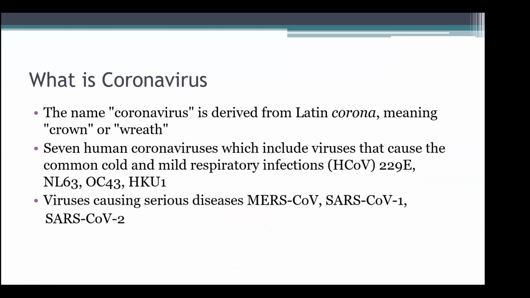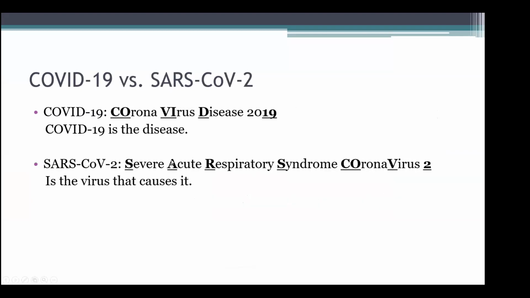There are actually 7 human coronaviruses. The common cold is a coronavirus, and there are also a couple extra that cause mild respiratory infections. Then there are 3 serious ones. You've probably heard some of these names before. MERS, if you remember that going around, that's Middle East respiratory syndrome. SARS, actually SARS coronavirus 1. And this is what you'll be hearing throughout this presentation and throughout the media: SARS coronavirus 2. So what's the difference between COVID-19 and SARS coronavirus 2?